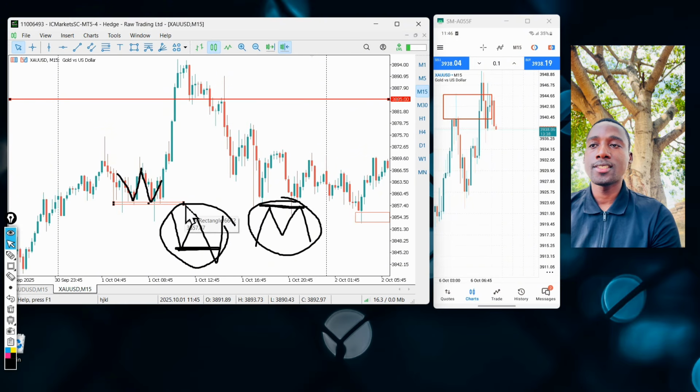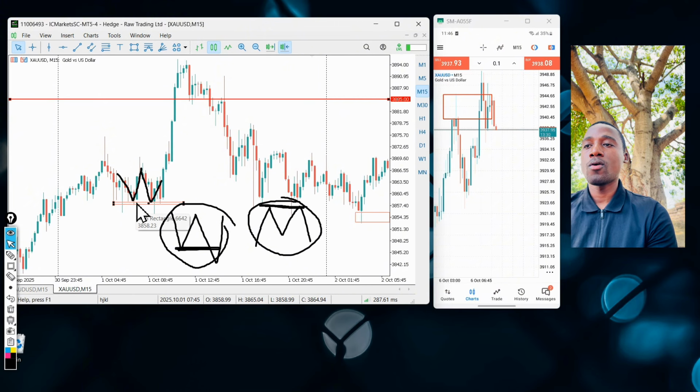Can you try that on your chart and let me know in the comment section below if you're able to place the horizontal lines or the rectangle box? Let me know in the comment section below.